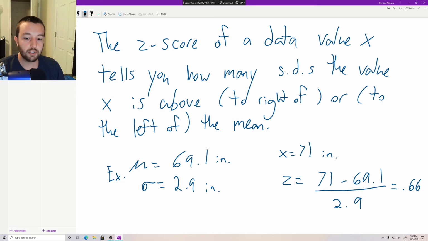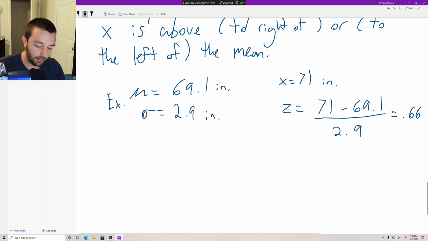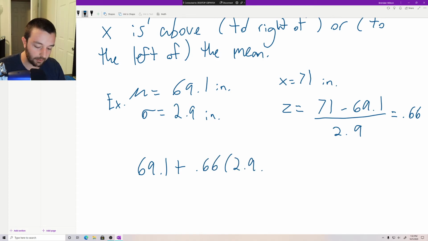So in other words, if we took 6.91 and added 0.66 times 2.9 to it, so we go up by 0.66 standard deviations, then we should get 71. It's not going to be exact because we rounded, but let me see. We get 71.014. Again, because we rounded it.